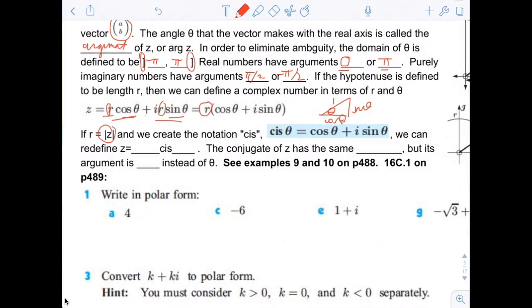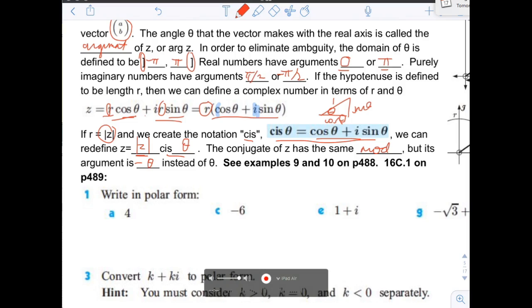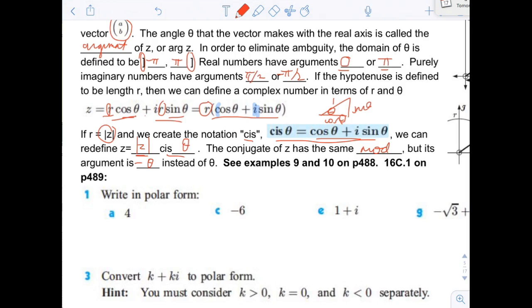If r is the magnitude or the modulus of z, we create the notation cis, which comes from the c here, the i here, and the s here. So we can redefine z by putting the modulus of z instead of r, and instead of writing cosine theta plus i sine theta, we can just write cis theta, because it's a notation which abbreviates cosine theta plus i sine theta. The conjugate of z has the same modulus, but its argument is negative theta instead of theta.